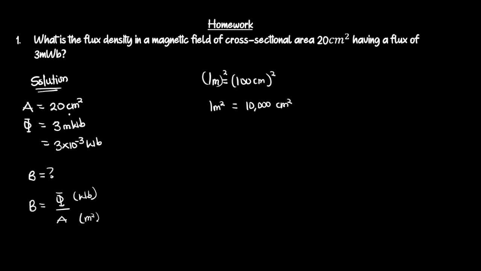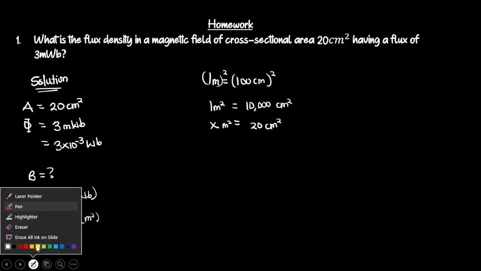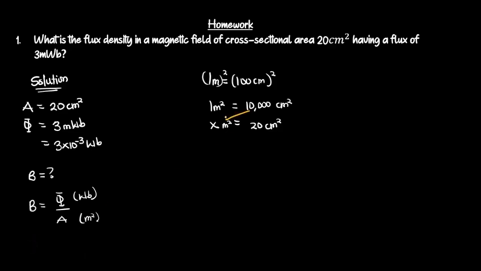So if the question gives me 20 centimeters squared, so this will be equal to 20 centimeters squared over here, and that will be equal to an unknown value. Let me represent that with x in meters squared. So from here, all I have to do is a little bit of cross multiplication over here. This will multiply this, and then this will multiply this.